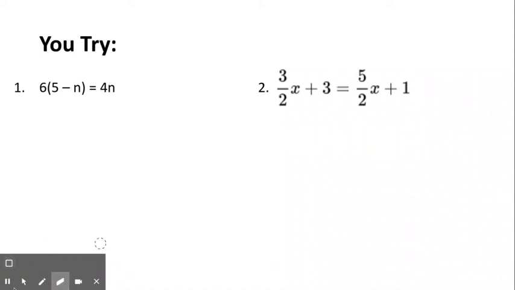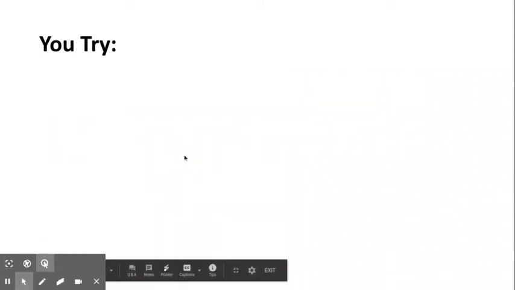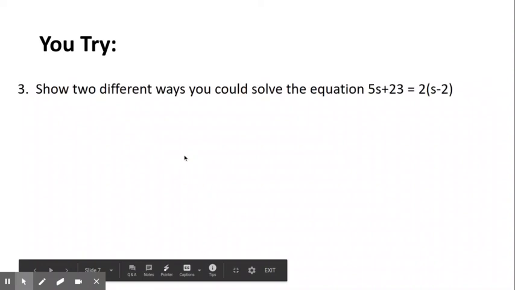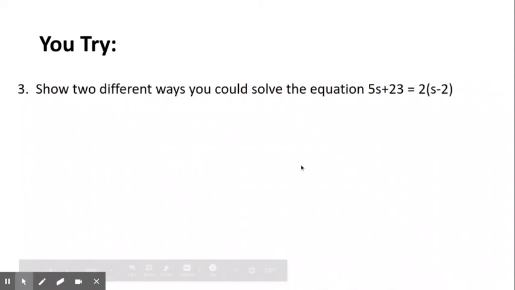Continuing on, there is one last one for you to try. And that last one says, show 2 different ways you could solve the equation 5s plus 23 equals 2 times s minus 2. Have at it.